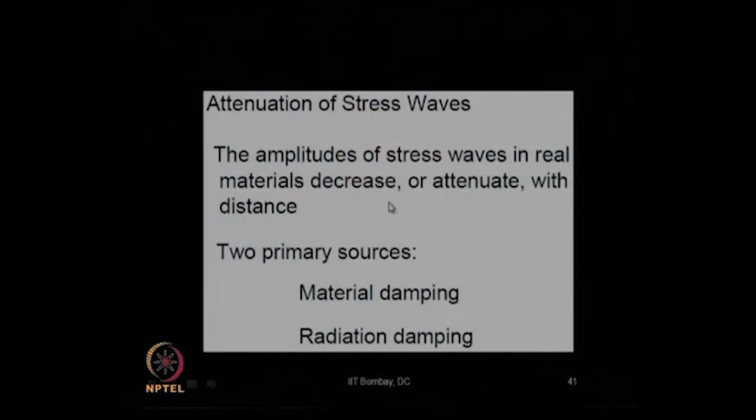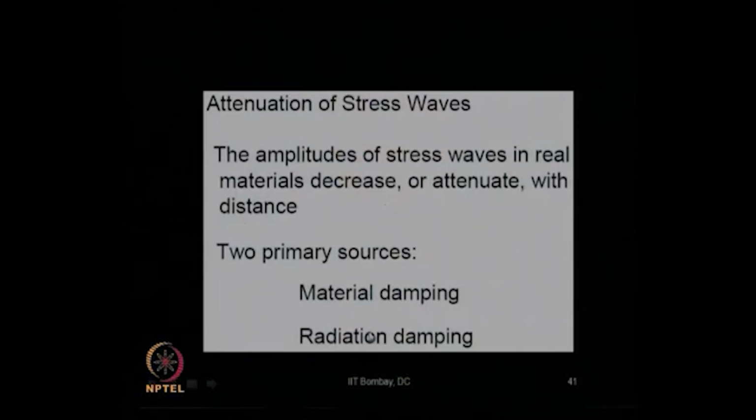When we are considering a particular seismic wave, we should consider this attenuation due to the material damping or viscous damping, because obviously the amplitude of the wave will get reduced drastically when it travels through a particular distance.